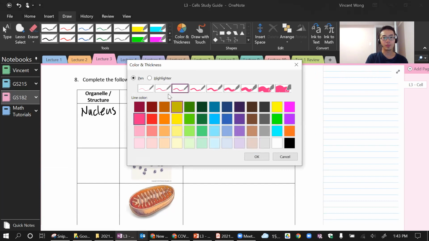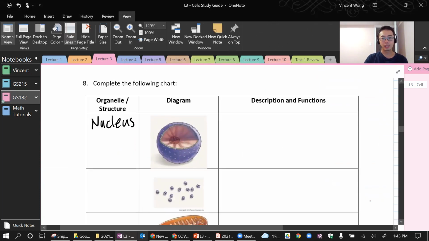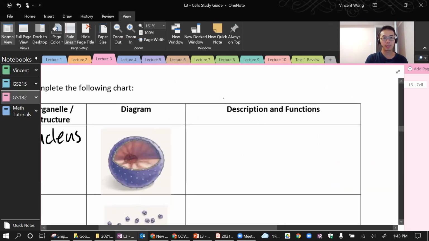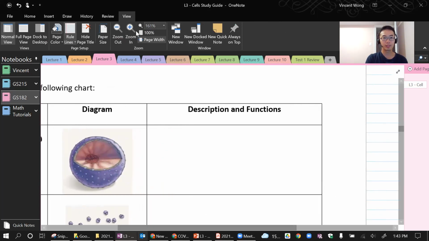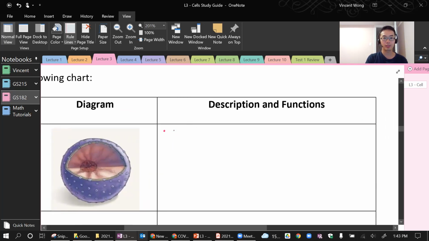Okay, and I will use the red for the description. So lots of stuff for the nucleus to describe. Let me zoom in a little bit here. Number one, it is found only in eukaryotic cells, right?